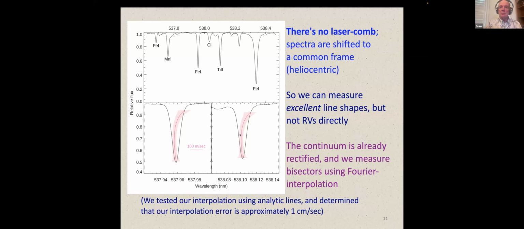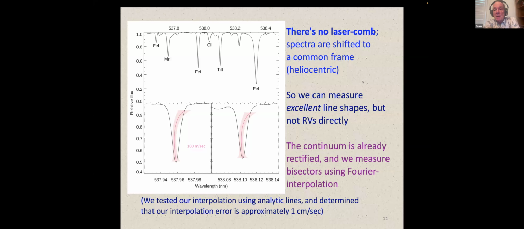But here, in the lower panel, I've just replotted the lines on a greater scale with the bisector measured. Now, there's no laser comb in SOLIS. There's no absolute wavelength calibration. So we can't measure the radial velocity directly, but what we can measure are line shapes. Instead of a direct wavelength calibration, they shift the spectra to a common frame. In other words, they shift them all to coincide together in wavelength. They actually use high-resolution Fourier transform spectra as their basis for comparison. They shift them so that the wavelengths agree with the FTS spectrum.